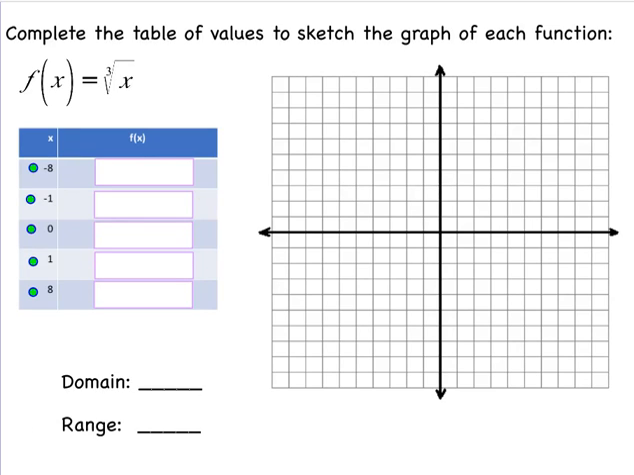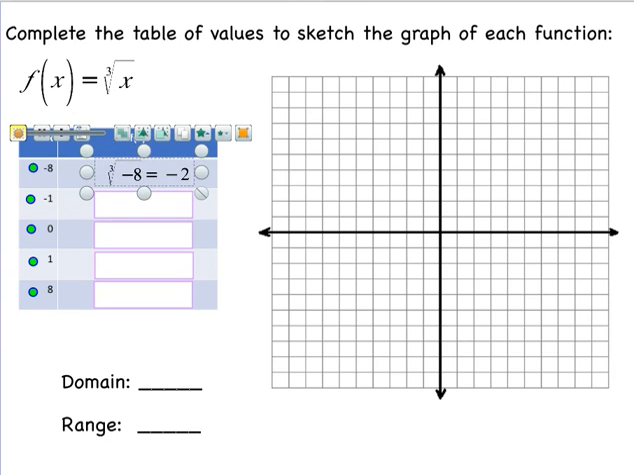Okay, so in the previous video, we learned how to graph the square root of x function. Now we're going to learn how to graph the cube root function. As you can see, I have my table here, and I have already selected some values that I know have a perfect cube root. So let's start with the cube root of -8. When we take the cube root of -8, you get -2.